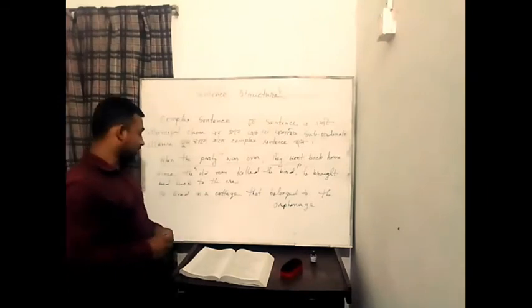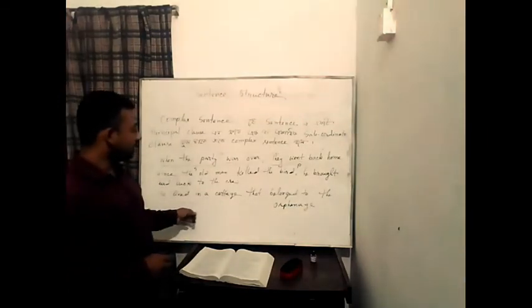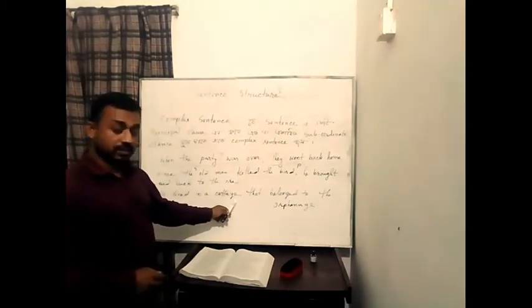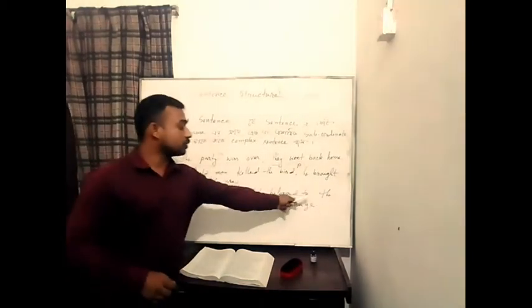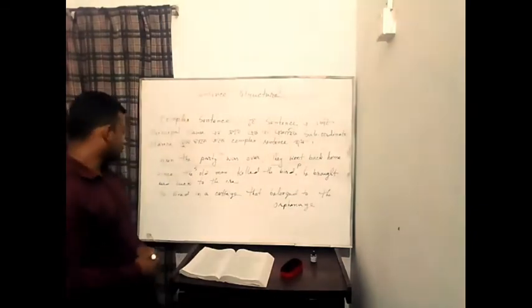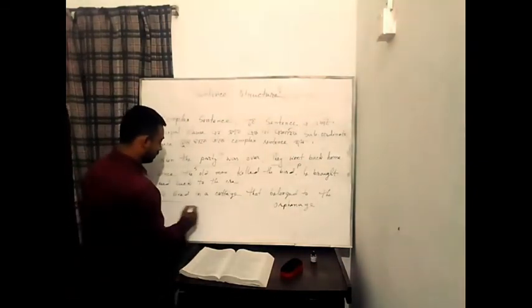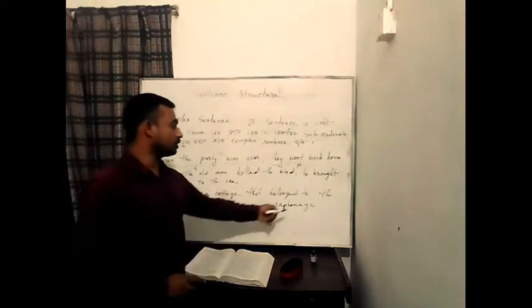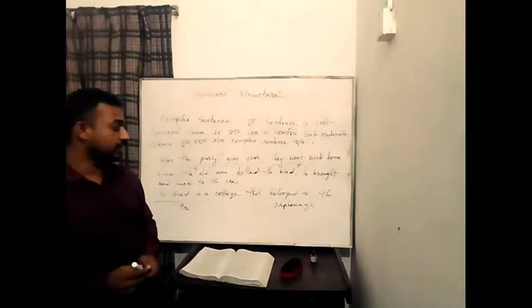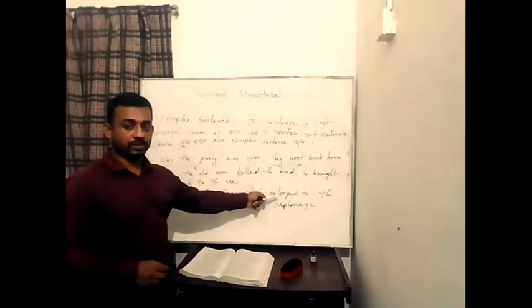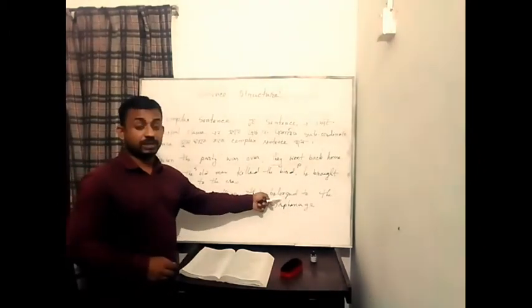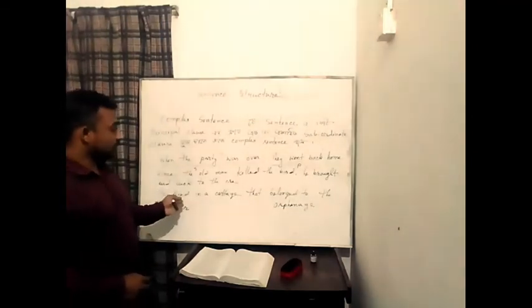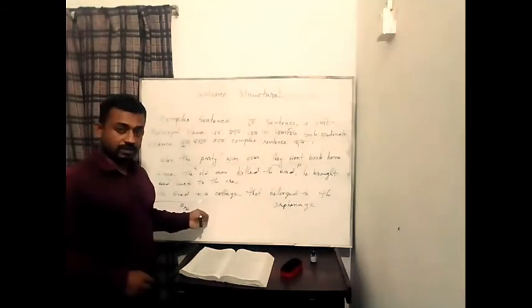And another complex sentence is: He lived in a cottage that belonged to the orphanage. Here, "he lived in a cottage" is the principal clause, and "that belonged to the orphanage" is the subordinate or dependent clause. This is dependent and this is independent. So this is also a complex sentence.